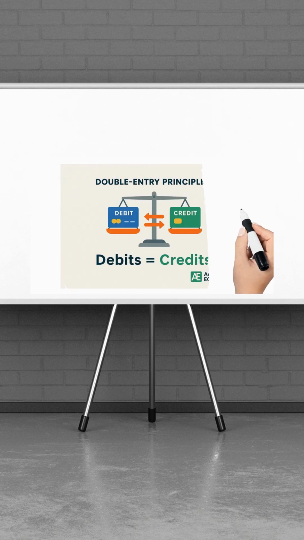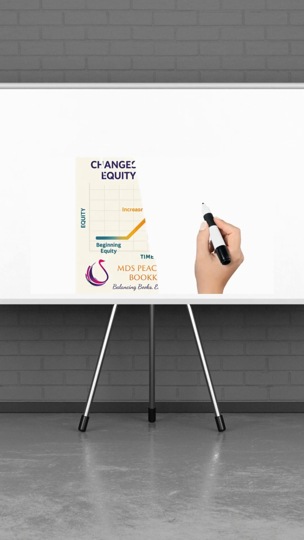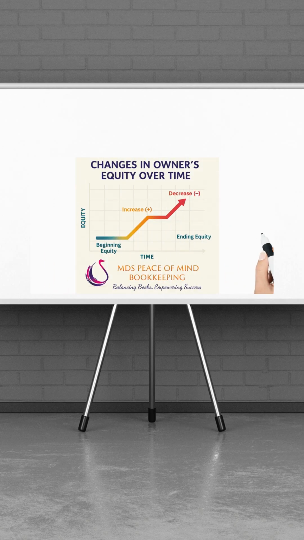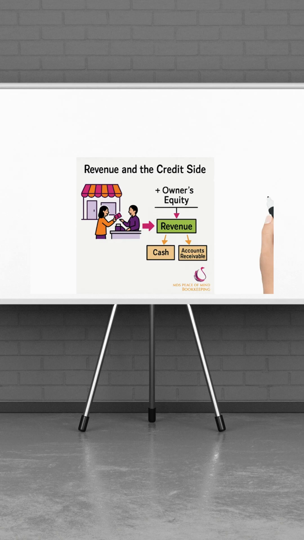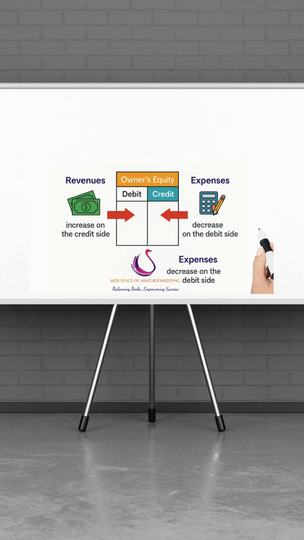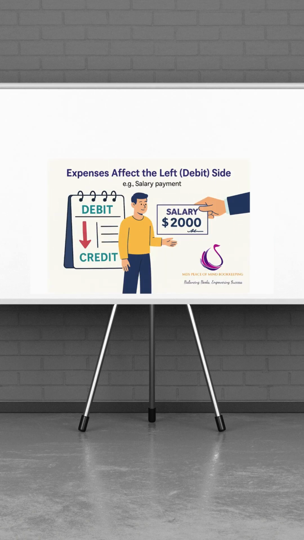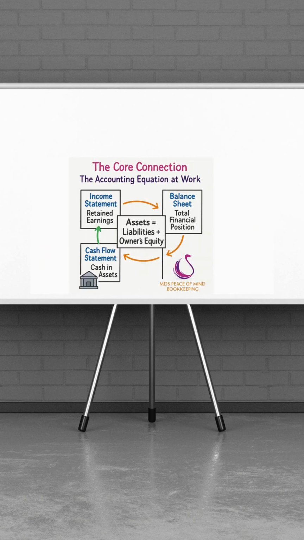Remember, owner's equity changes over time based on business performance. So we can expand it like this. Assets equals liabilities plus your beginning equity plus all your revenues, minus all your expenses, and minus any draws the owner takes. Revenues, like sales, increase your equity because they generate profit. Expenses, like rent and salaries, and owner draws decrease your equity.